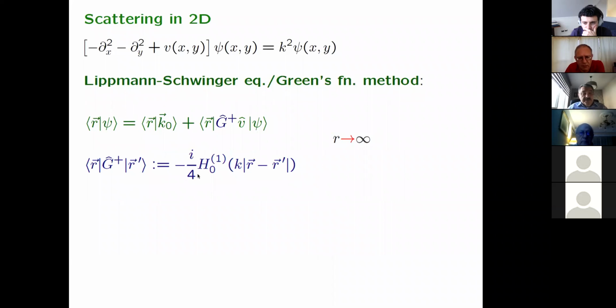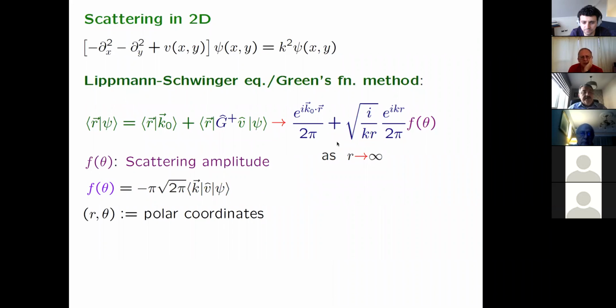You are interested in the asymptotic form of the wave function. So you take r to infinity. r is the radial coordinate in polar coordinates. And from the asymptotics of the Hankel function, you can show that the asymptotic form of the solution has this form. This is the contribution of the incident wave, and this is the scattered wave. This f(θ) is called the scattering amplitude, which is by definition related to the potential and the solution psi according to this formula. r, θ are the polar coordinates.